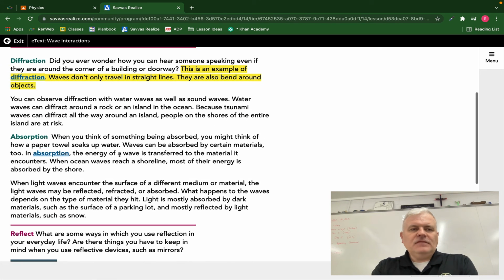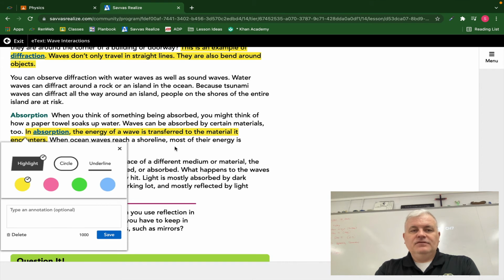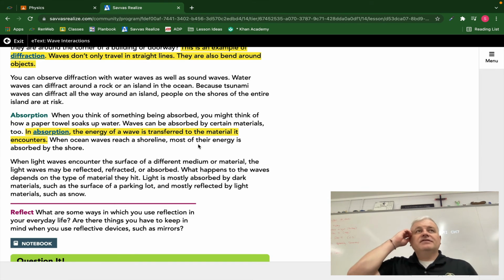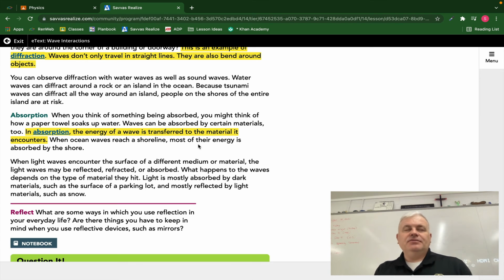And then last, we have absorption in this section. In absorption, the energy of a wave is transferred to a material it encounters. So we're going to highlight that. Absorption: when light waves encounter the surface of different materials, they may be reflected, refracted, or absorbed. So in soundproof rooms where they make music albums or sound effects, a lot of times the rooms will have those foam paddings. I used to have a podcast studio in my office, and the room was foam padded so that we didn't have echo. In my classroom here, we have a lot of echo.